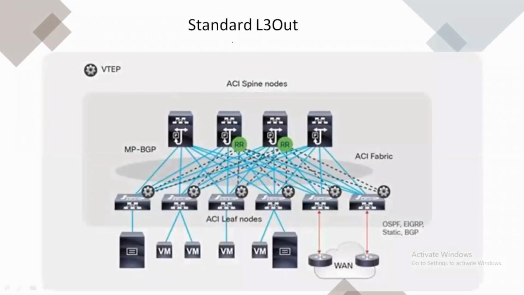Now, standard L3 out. L3 out is when you want to run any protocol, OSPF, EIGRP, BGP, you will have a router connected here. That connectivity is called L3 out connectivity. So we will discuss this, L3 out.